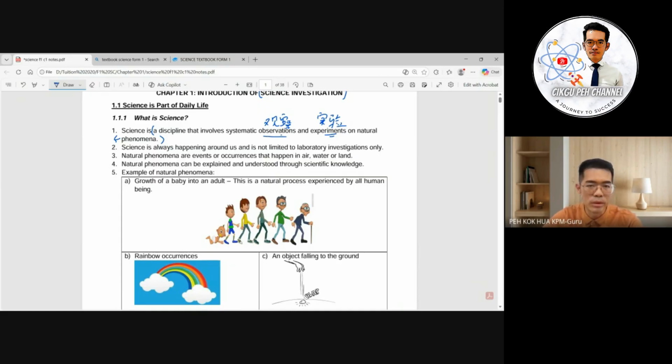Number 2: science is always happening around us and is not limited to laboratory investigation only. Normally we think that science is when we do experiments and learn about theory. Actually, the theory and experiments we do are to understand natural phenomena. Natural phenomena are events or occurrences that happen in air, water, and land. They are occurring everywhere, so we cover everything here.